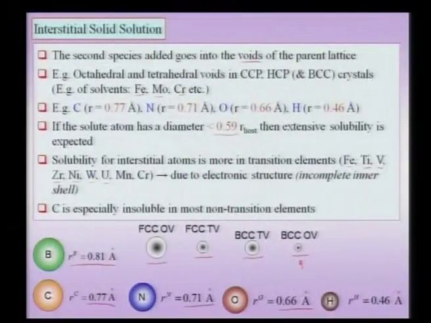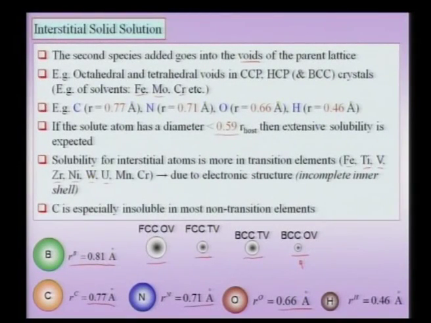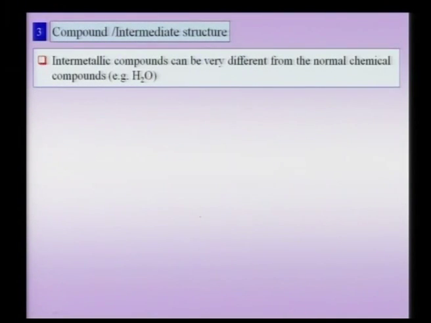As a general guiding principle, you can note that if the size of the atom is less than about 0.6 times the host atom's size, then a large amount of solid solubility can be observed. And the electronic structure also plays a very important role in the solubility of these elements. For instance, carbon is practically insoluble in non-transition elements, while many of these interstitial elements dissolve very well in the transition elements. So this is something very important to note.